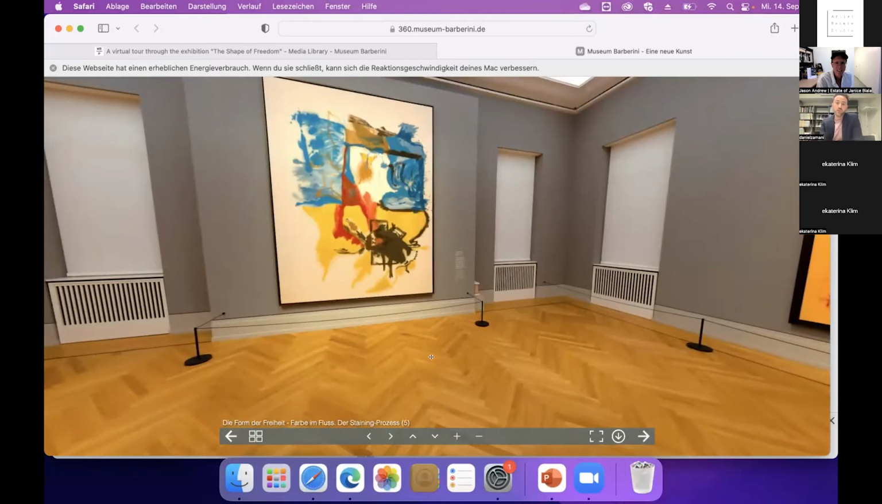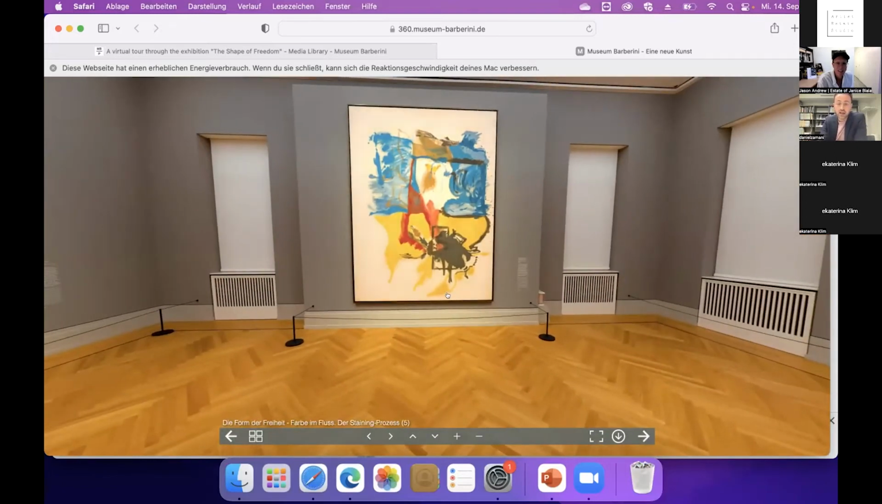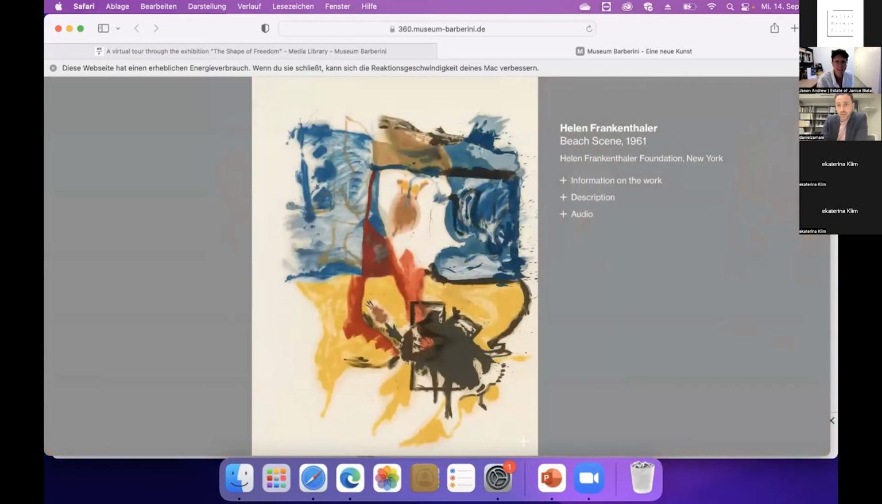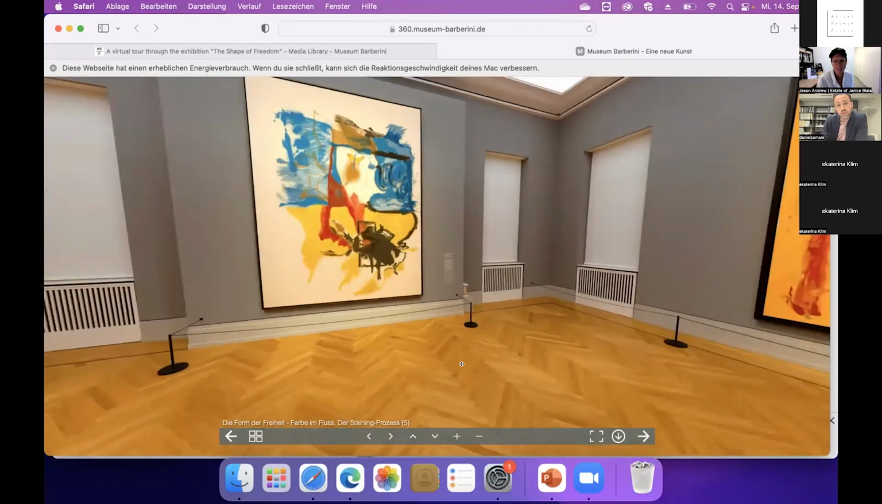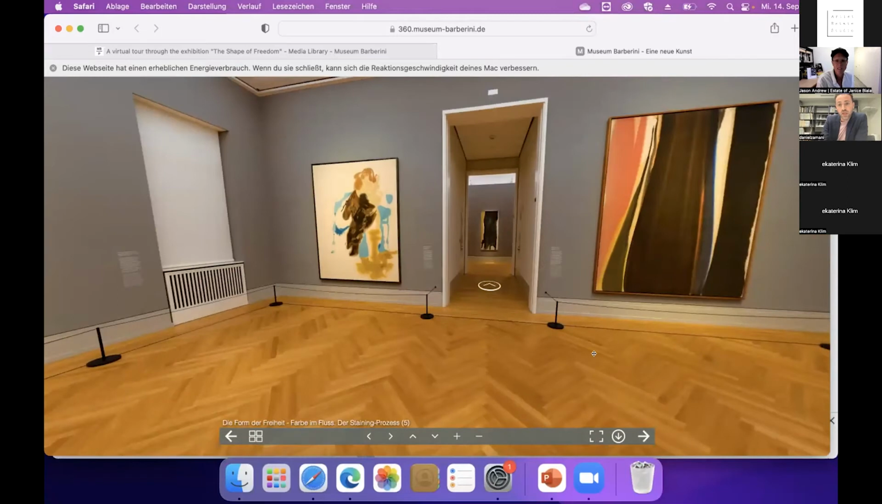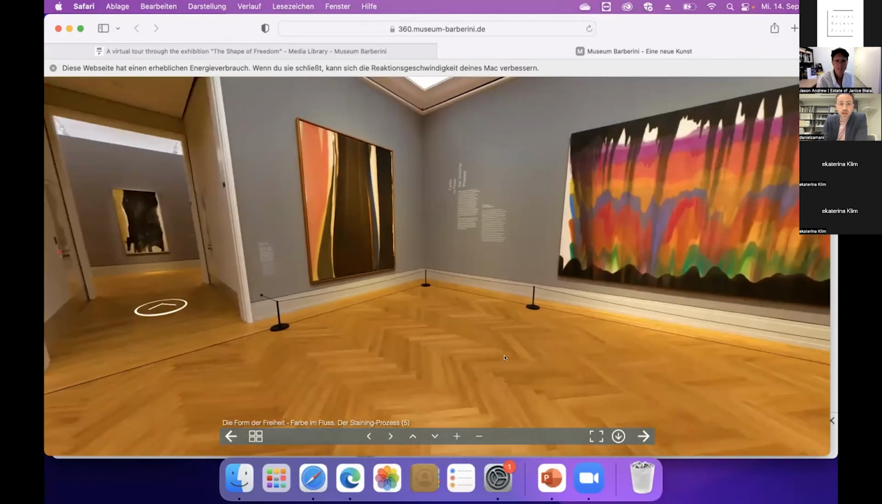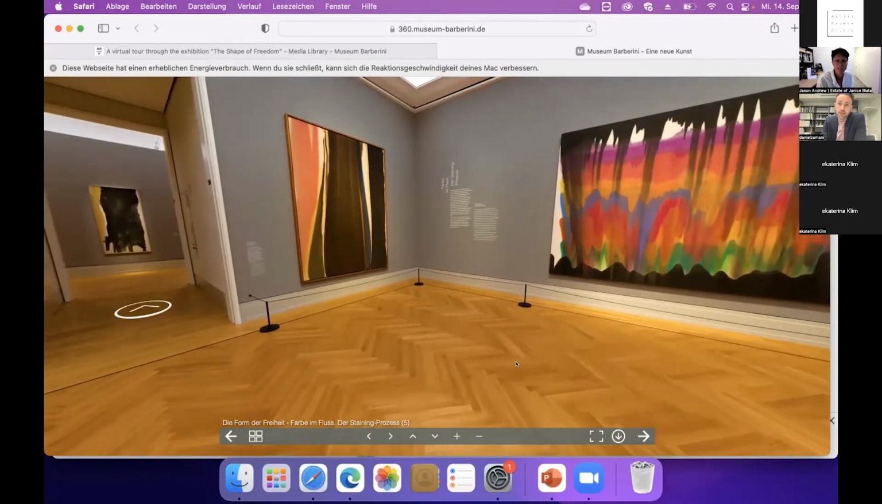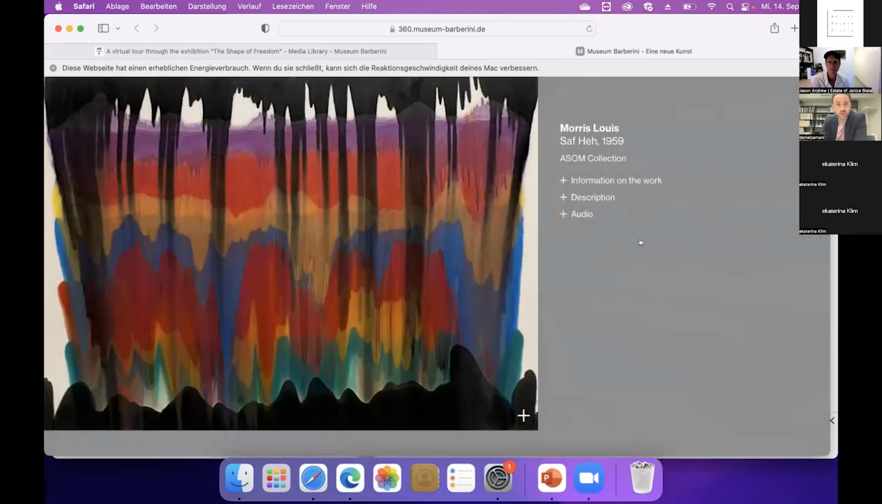We then have one room dedicated entirely to the staining technique, heralded by Helen Frankenthaler, here a key loan from the Frankenthaler Foundation, and reframed her works, Bending Blue and After Rubens, here with a beautiful cascade of three of the paintings by Morris Louis, who really came to the staining technique in these sort of veil paintings through Frankenthaler. And here again, sort of one of the key loans to the show, Saf from 1959, also lent by the ASOM collection, sort of, to my mind, one of Louis's most beautiful paintings.